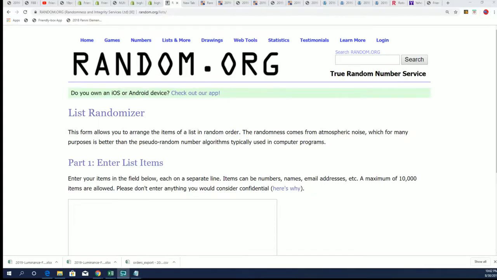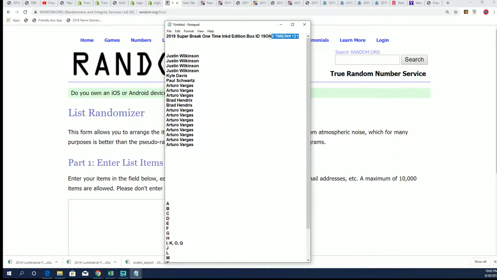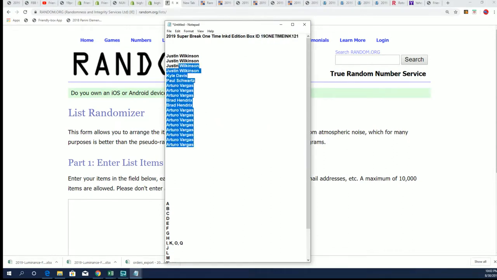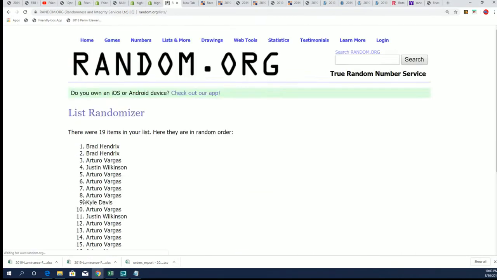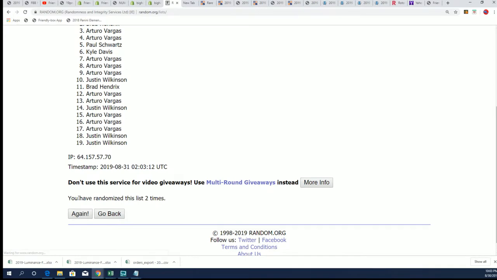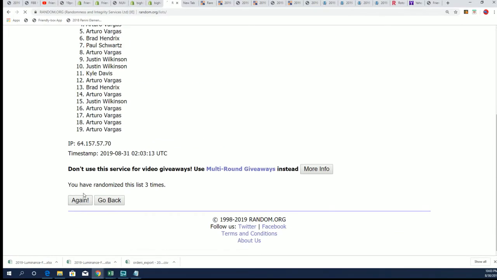Time for a super break. Inked edition box break. This is 121. Good luck, everyone. Let's start up some randoming here, and we're going to random both lists seven times apiece. Going through the randomizer for the owner names, then going through here seven times for the letters.